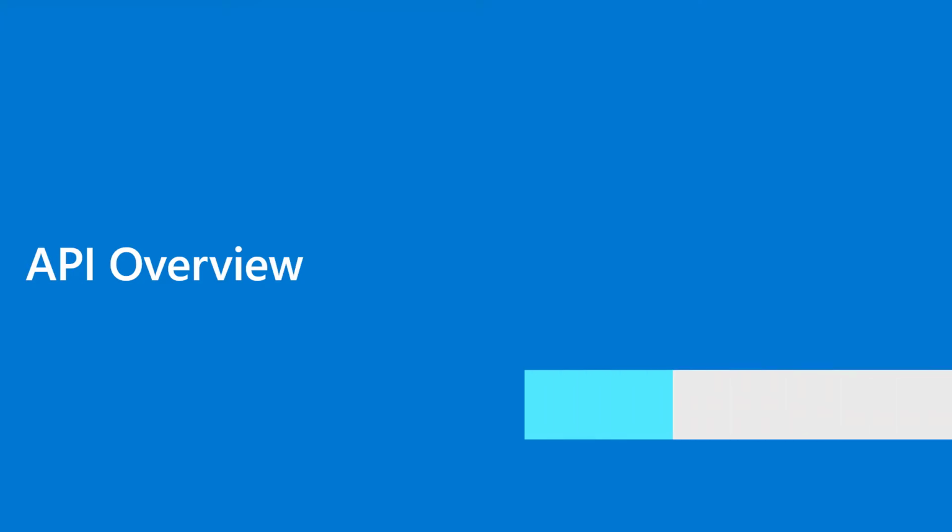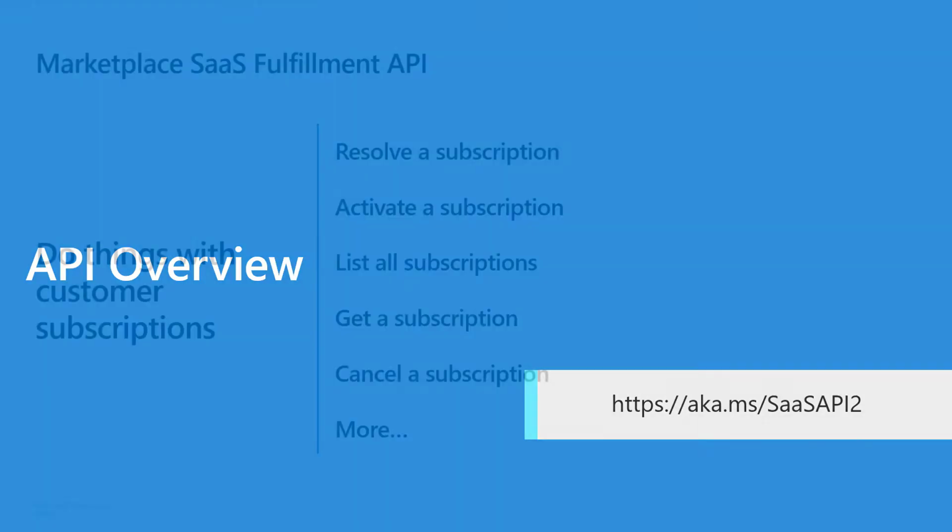So what can you do with this API? Let's see. First of all, here's a link to the documentation of the API we're going to be working with. Note it's aka.ms/SaaS-API2. This is the second version of that API, and the first version is deprecated.